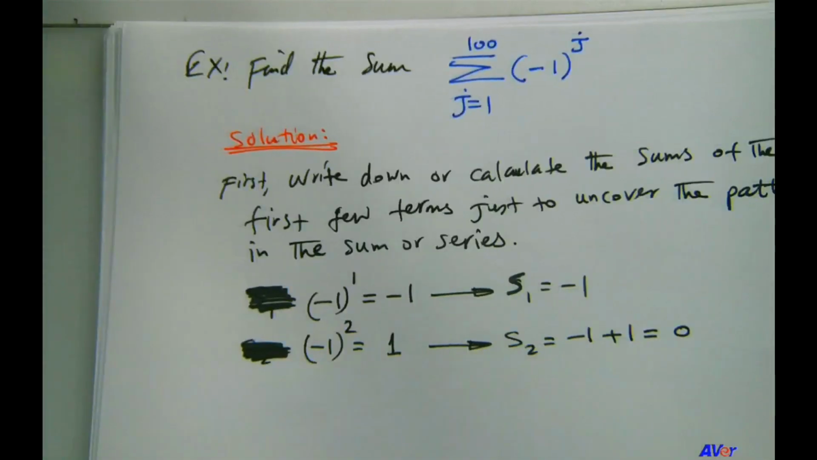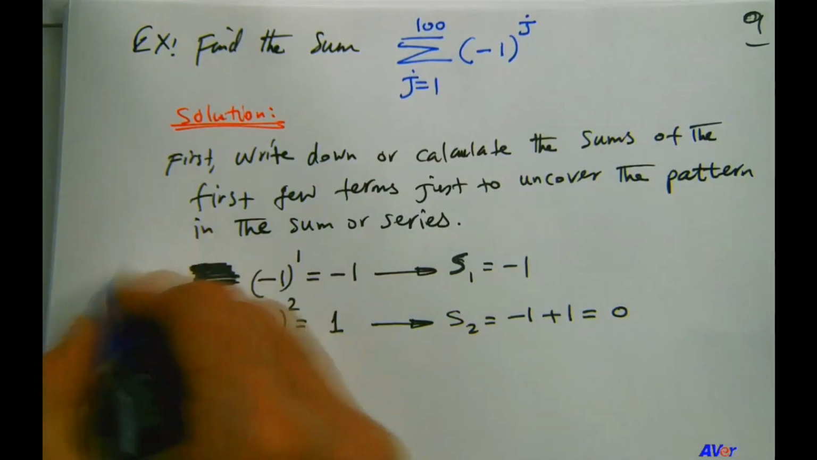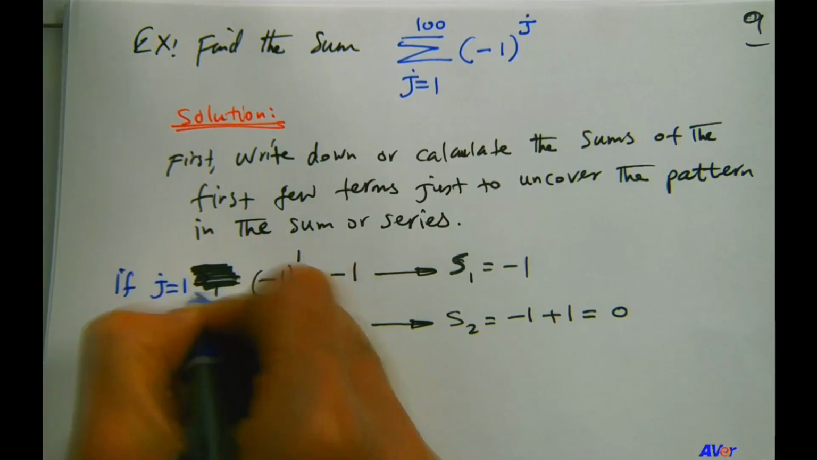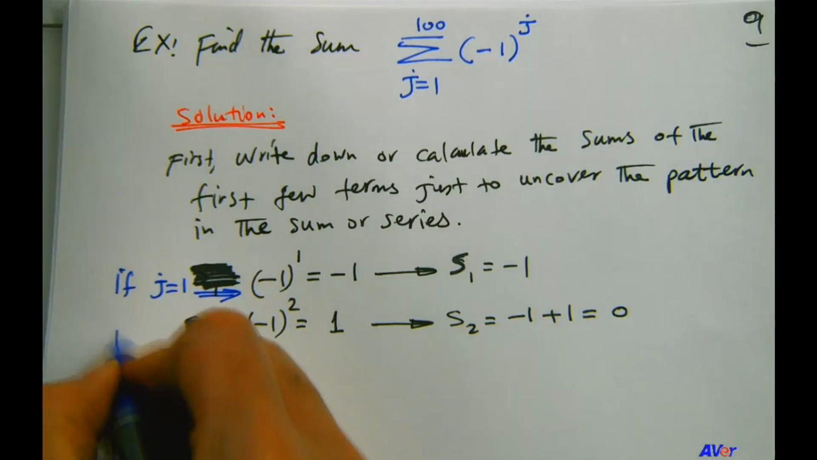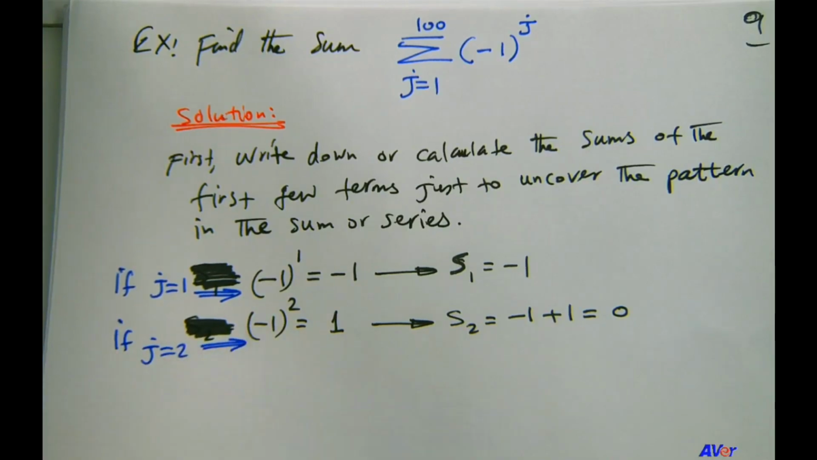I guess it would have been better if I did it like this. I think it will be more clear if I said if J equals 1, then we're doing that. If J is equal to 2, then that. Yeah, that's more clear.